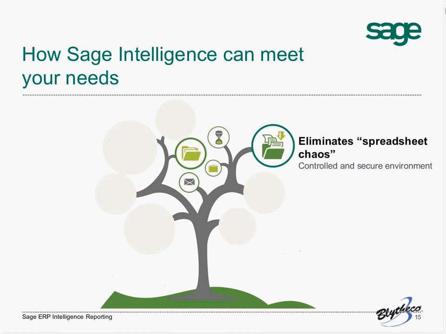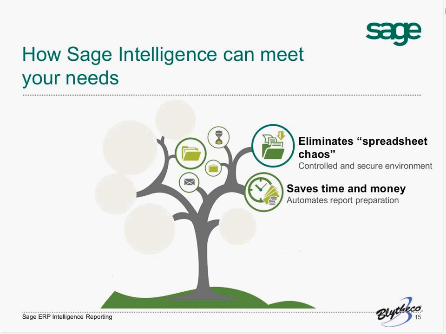So think about how Sage Intelligence can meet your needs. It's easy to use, it's the Excel environment, so it's going to eliminate spreadsheet chaos. Instead of saving everything locally, you have the option to run the reports live, so everyone will have the same data at the same time. It also saves time and money. You have the Sage Intelligence single user license included, and all of the time component can be automated. We will never have to export to Excel ever again.